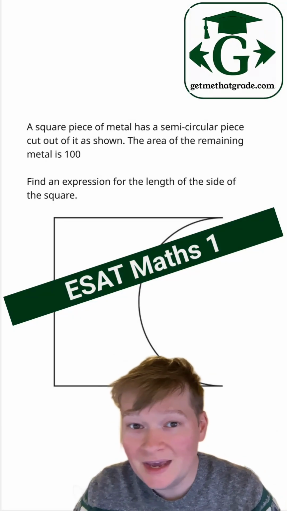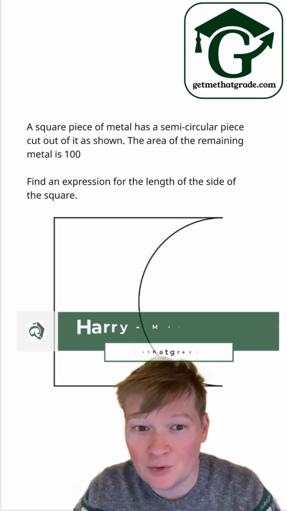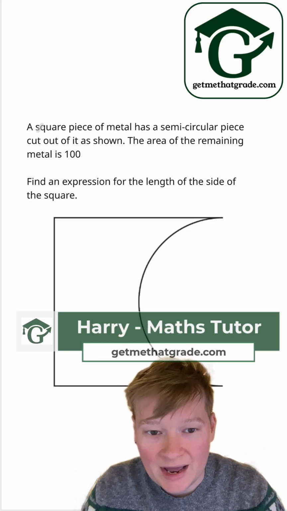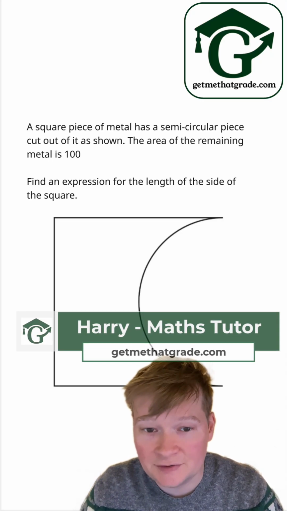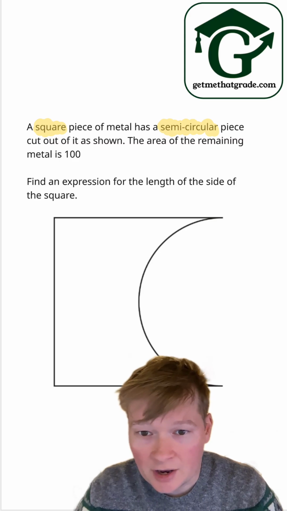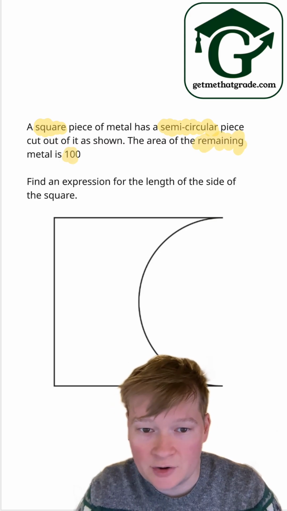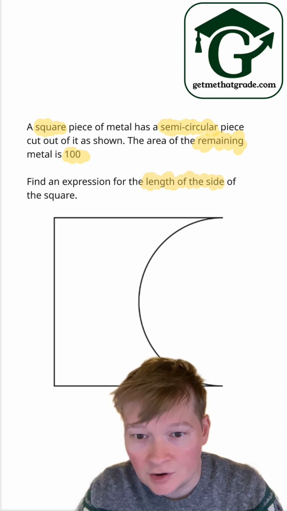This problem from the ESAT Maths 1 entrance exam looks like a mess, but it hides a beautiful equation. A square piece of metal has a semicircular piece cut out of it as shown. Let's highlight the key words, square and semicircular. The area of the remaining metal is 100. Find an expression for the length of the side of the square.